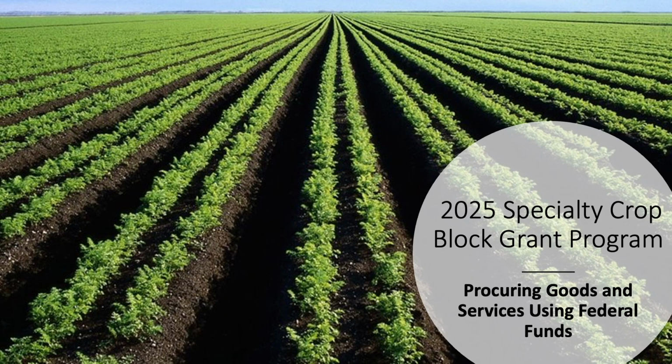This presentation will explain the requirements and restrictions for procuring goods and services using federal funds. For more information, applicants should reference the 2 CFR 200, also known as the Uniform Administrative Requirements, Cost, Principles, and Audit Requirements for Federal Awards. This is available online by searching for 2 CFR 200.